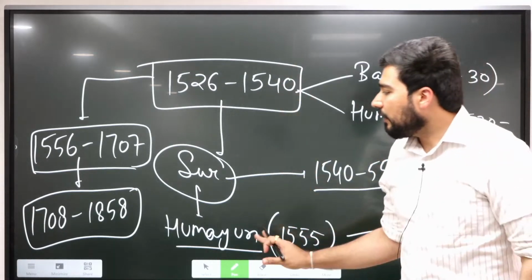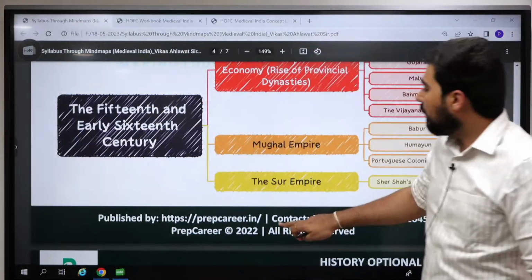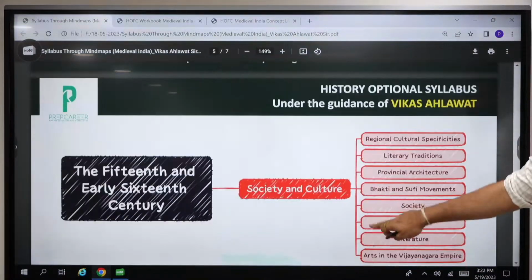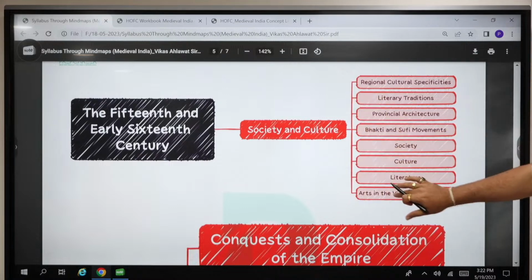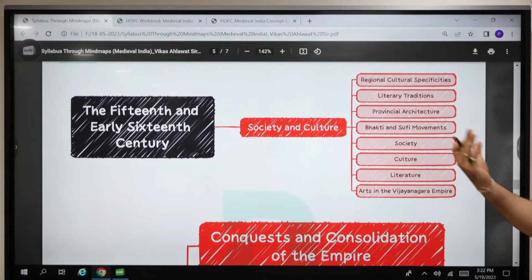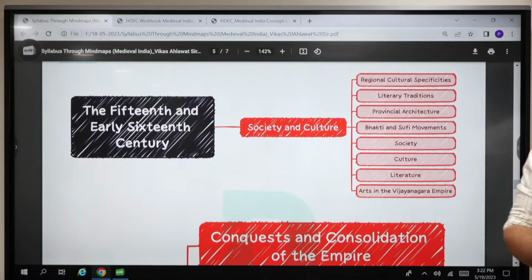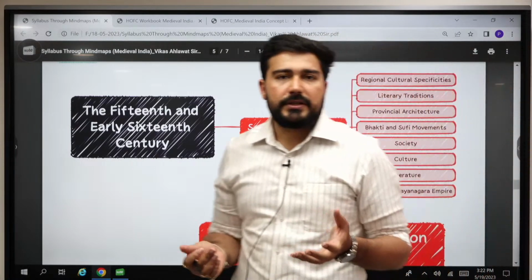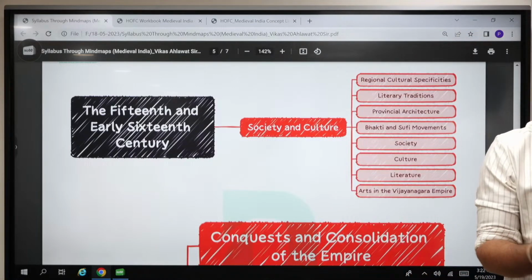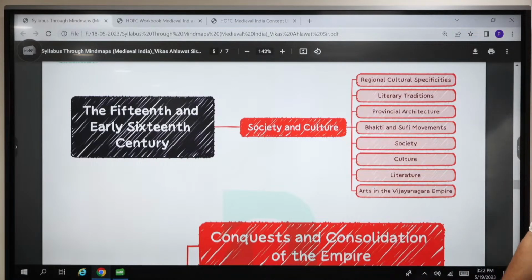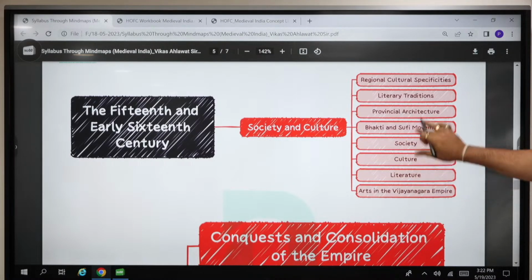Okay, so this is how you need to understand it. Let us see further. Then the 15th and early 16th century, we also try to understand the rise of the Bhakti and Sufi movements. Whenever we see the rise of provincial dynasties, we also see the rise of their architecture, which was a bit different from the mainstream society. Okay, तो उनका भी architecture हमें पढ़ना है.